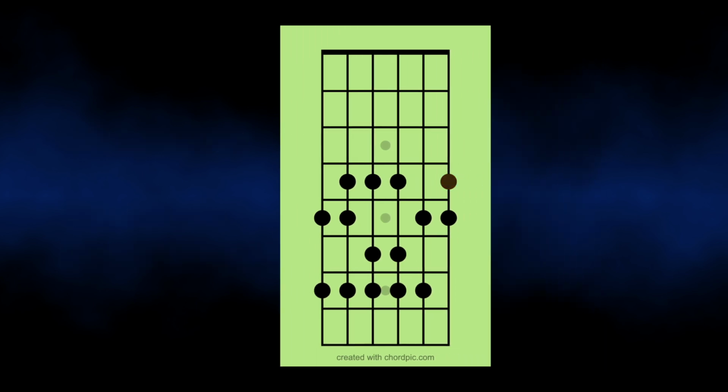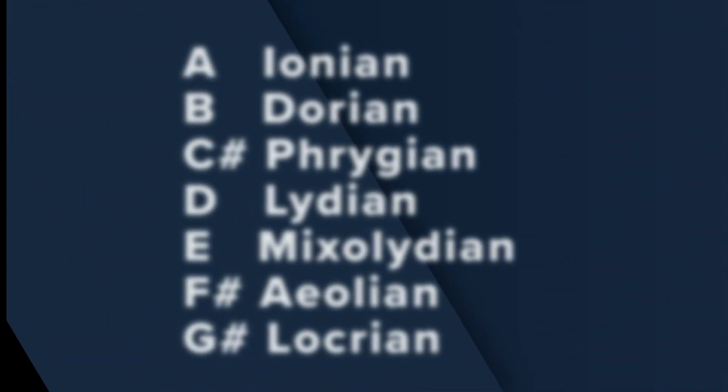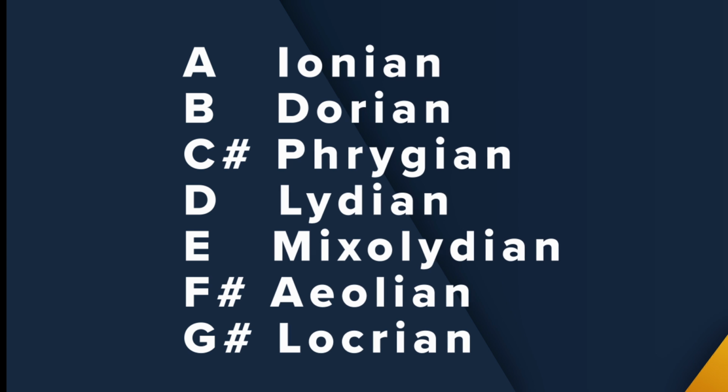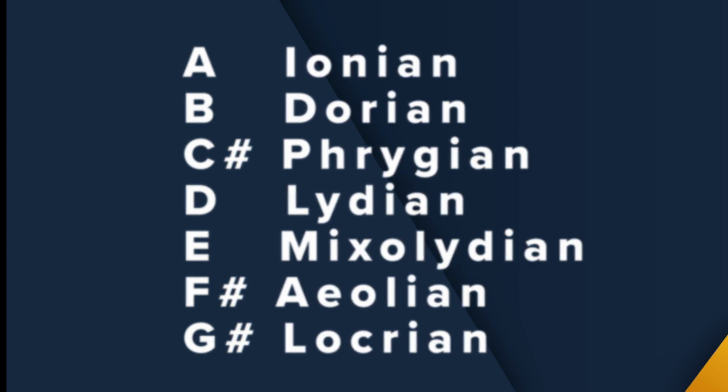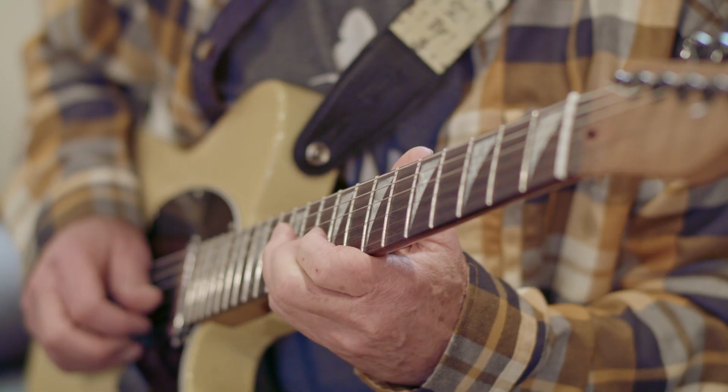As you can hear, each mode has its own flavor. The key thing to remember is that these modes all come from the same set of notes in A major. They simply start from different points within the scale. Now let's dive deeper into one mode, B Dorian. This is a great mode to focus on because it gives us a jazzy, bluesy sound, but it's still a minor mode, so it feels emotional too.